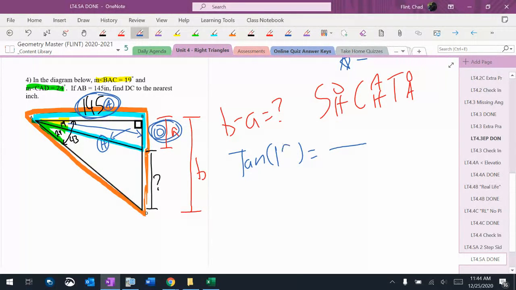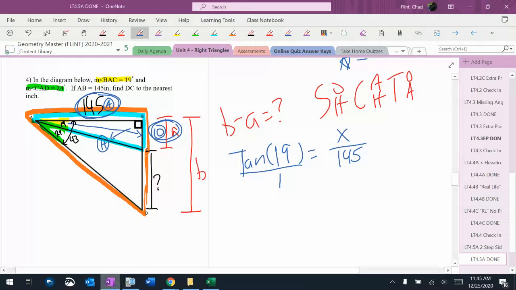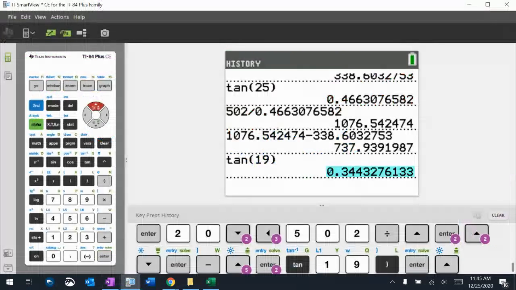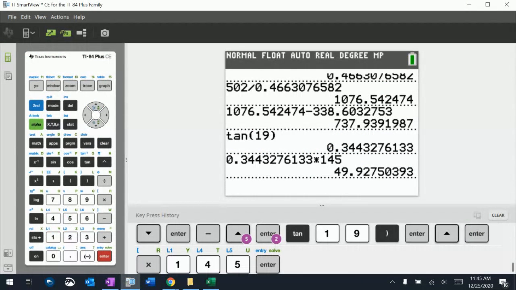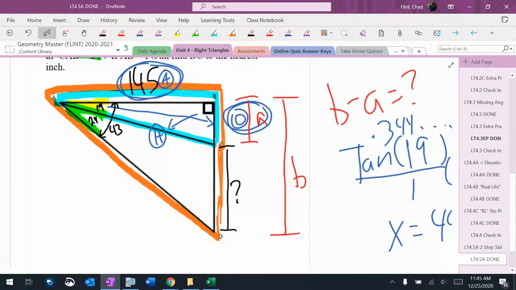Okay, so the angle is 19. The adjacent is 145. I don't know the opposite. I know the angle, so it's going over 1. Okay, so I got that. So I'm going to do tangent of 19. So tangent of 19 is 0.344. Blah, blah, blah. I cross multiply. I get x equals 49.927. Blah, blah, blah. And now I got to deal with this orange triangle.